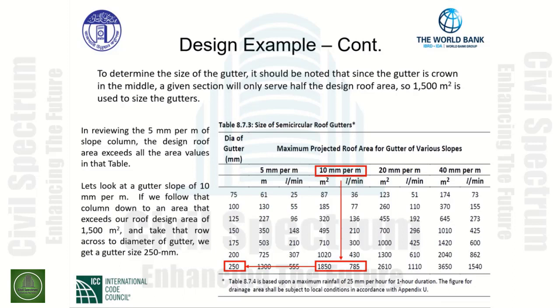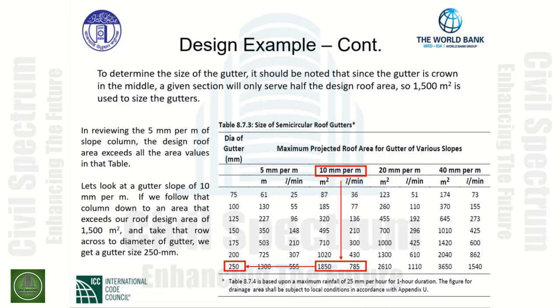Continuing our design example, to determine the size of the gutter, it should be noted that since the gutter is crowned in the middle, a given section will only serve half the design roof area. So 1,500 square meters is used to size the gutters. In reviewing the 5 millimeter per meter of slope column, the design roof area exceeds all the area values in that table. We need to now move to the 10 millimeter per meter area of the table.